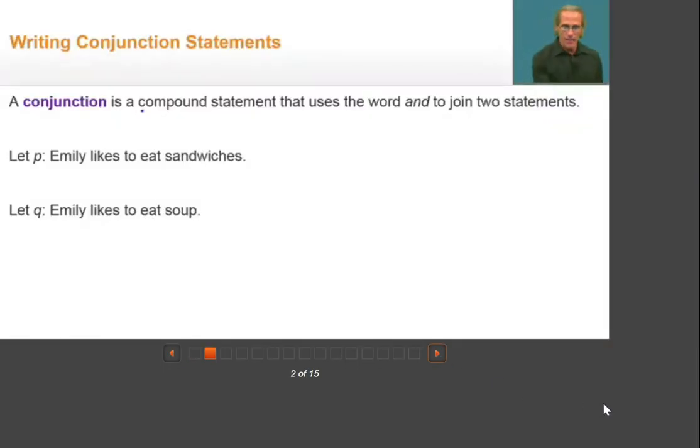A conjunction is a compound statement that uses the word and to join the two statements. To make the two statements about Emily into a conjunction, we can join the two statements into Emily likes to eat sandwiches and Emily likes to eat soup. Or we could just say Emily likes to eat sandwiches and soup. The symbol for conjunction looks like an upside down V. So that if we were going to represent the entire compound statement, we can say P and Q.